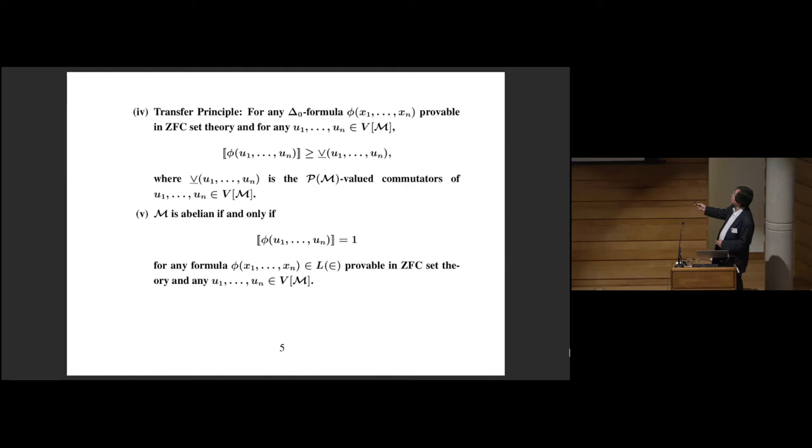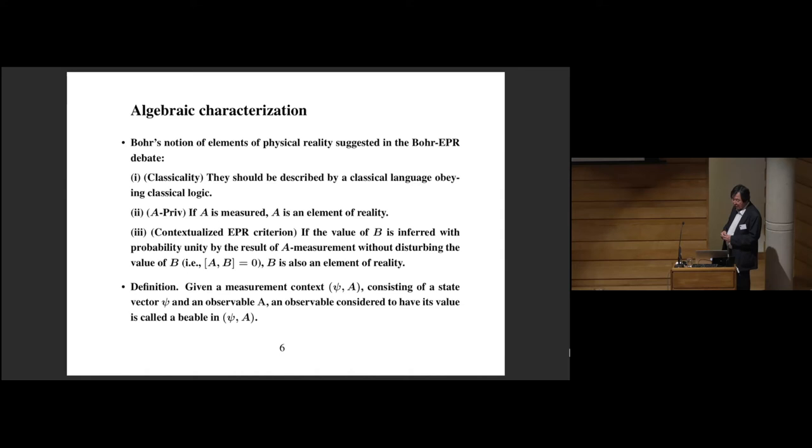Now we consider a different topic: the contextual hidden variable theory and the algebraic characterization of this contextual hidden variable theory. This starts with Bohr's notion of element of physical reality suggested in the Bohr-EPR debate. So Bohr's notion of element of physical reality has the following three features.